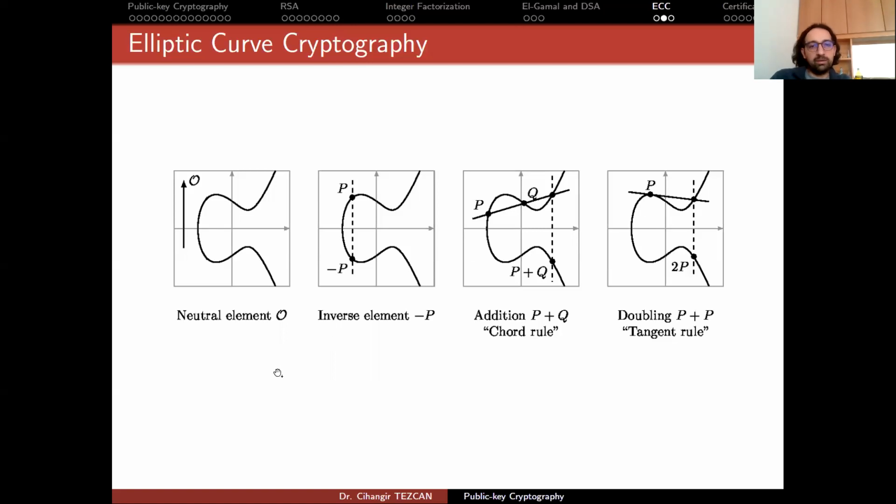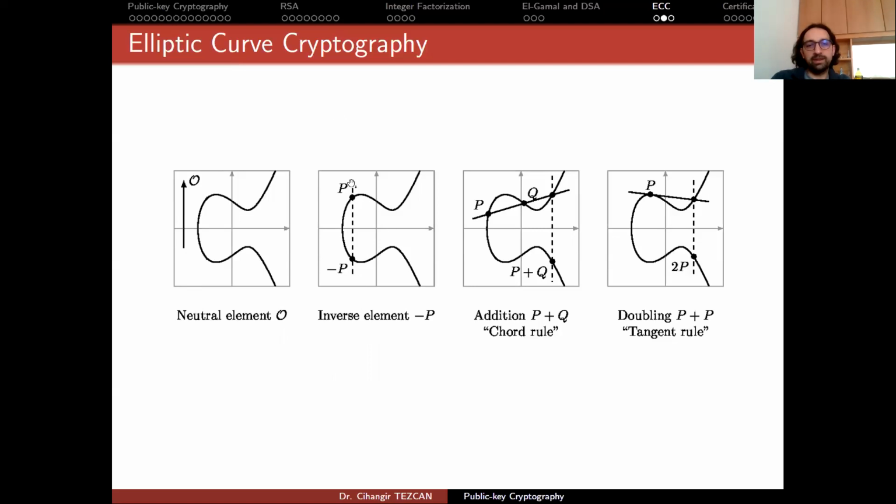So in order to be a group, every element should have an inverse. So the inverse is defined like this. You just multiply the y coordinate by a minus sign. And again, we need an identity element somehow, a natural element. So in this case, it is assumed that there is a point at infinity somewhere above. So this is why adding that point to a point on the curve gives you the same point.